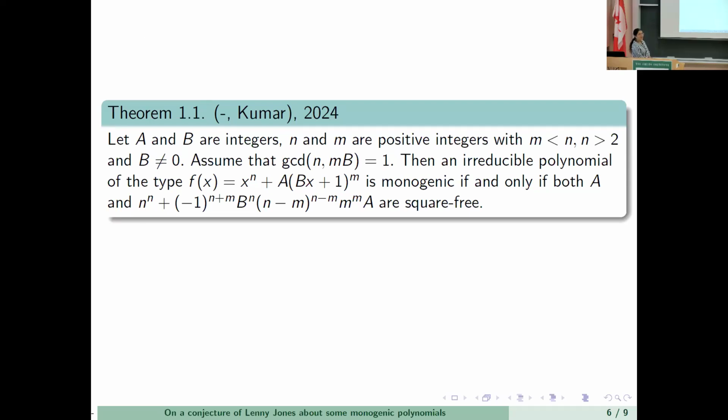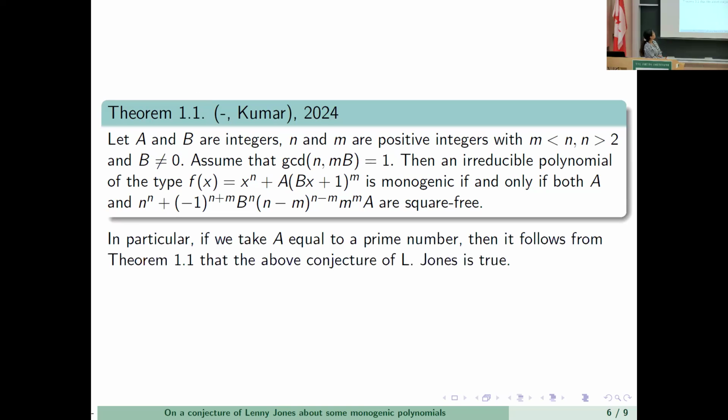The key idea behind the proof of this theorem was the Dedekind criterion, which gives us a tool to relate the index of a polynomial, that is, which primes divide the index of a polynomial, and the factorization of that polynomial modulo that prime. So using the Dedekind criterion, we classified the primes which can divide the index, and we got this result.